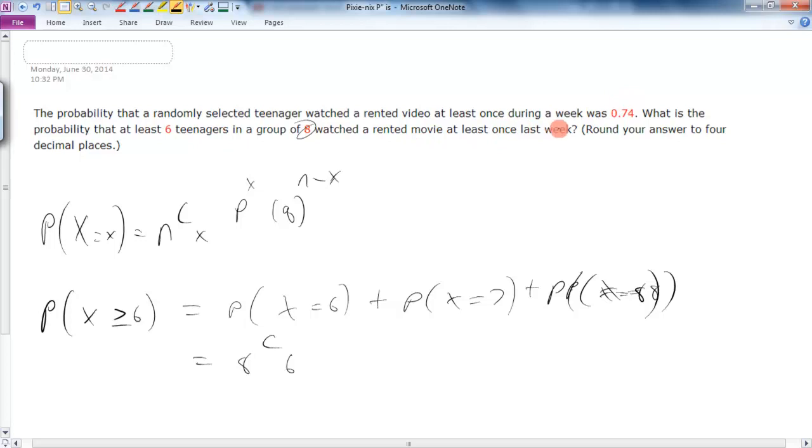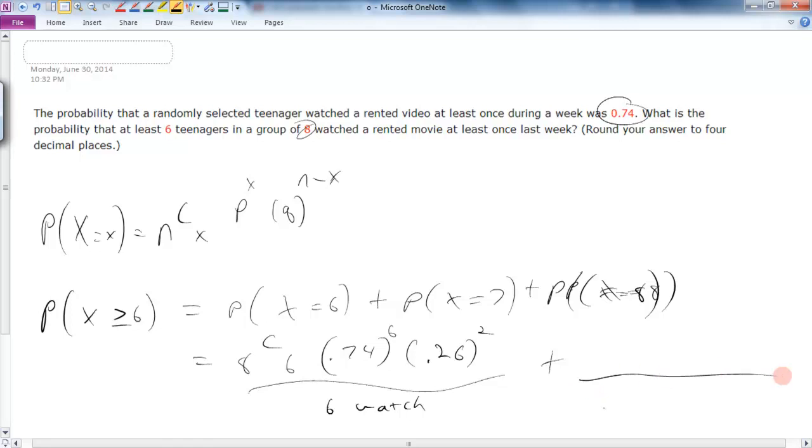They watch at least 1 during the week was 74%, so the probability of watching 1 during the week is 0.74 raised to the 6 times, well, the probability of not watching one of these videos, so we subtract that from 1, so that would be 0.26, raised to the 2. And there you go. That's the probability of exactly 6 watching. So now, plus we do the probability of 7 watching, and so on and so forth.